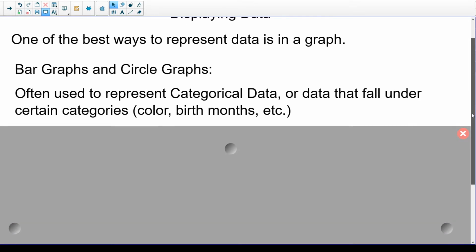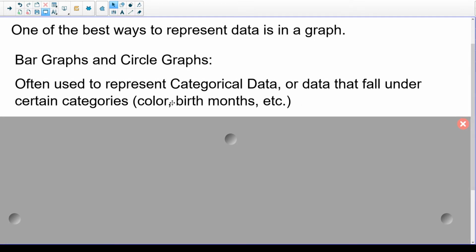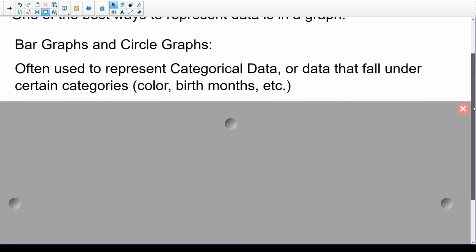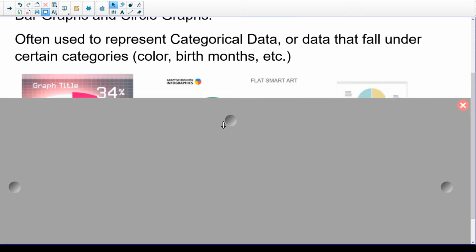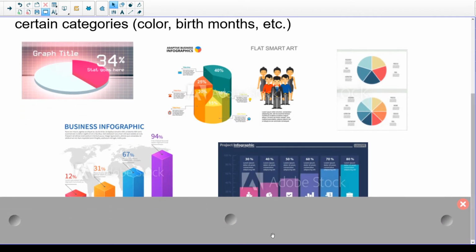So when do we use bar graphs and circle graphs? Well, they're often used to represent what we call categorical data, or data that fall under certain categories like color, birth months, etc. So here are some examples of both kinds of graphs.